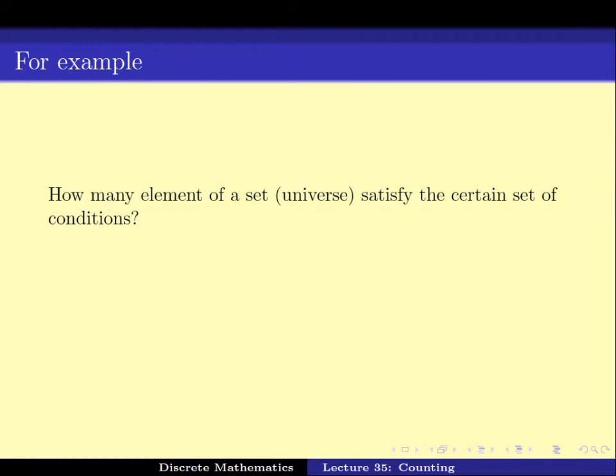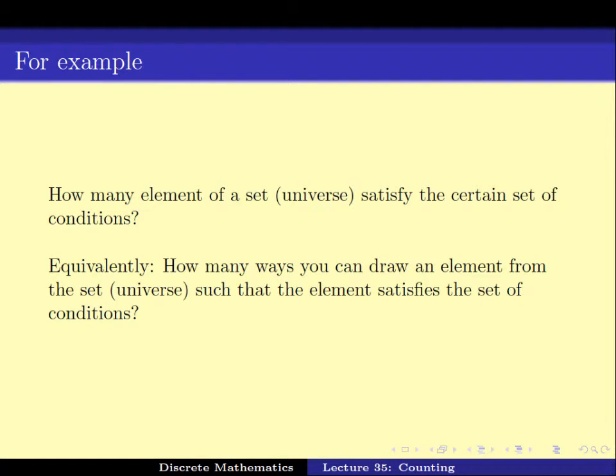So for example, one can ask things like, how many elements in the universe satisfy a certain set of conditions? Or equivalently, how many ways can you draw an element from the universe such that the element satisfies the set of conditions?